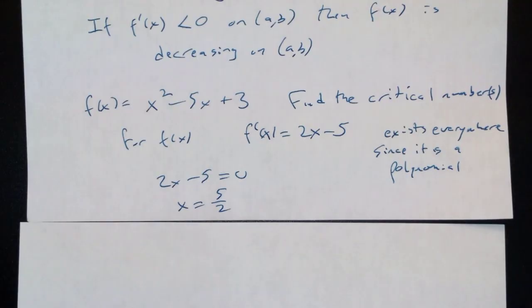That's the only place this is 0. That means everywhere else this is either positive or negative. By the intermediate value theorem, if you pick any number that's not 5/2, the entire side of the graph where the number you picked is has to be going in the same direction.